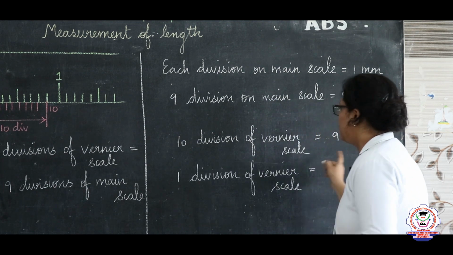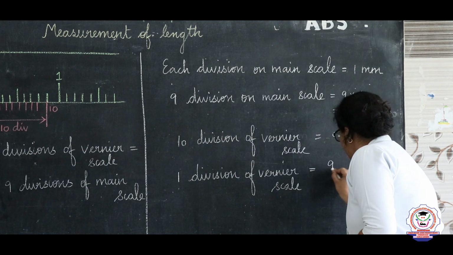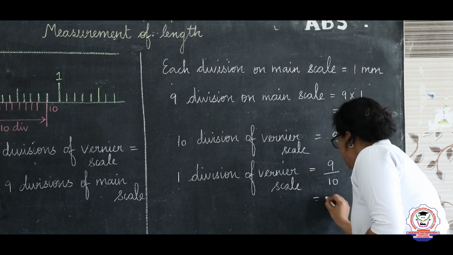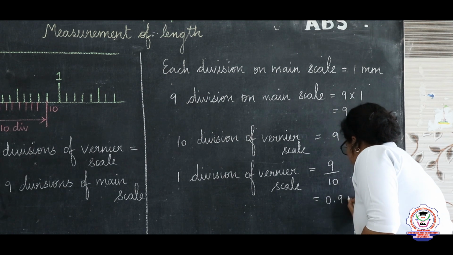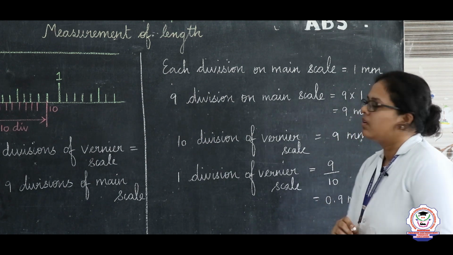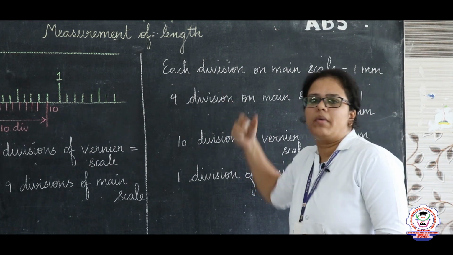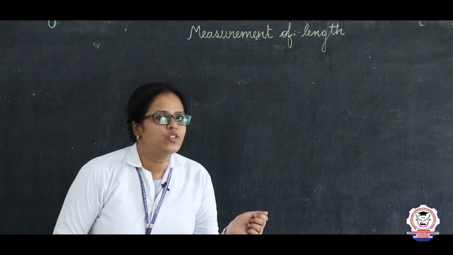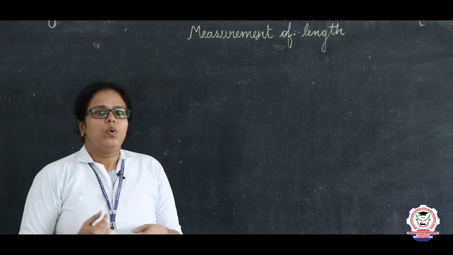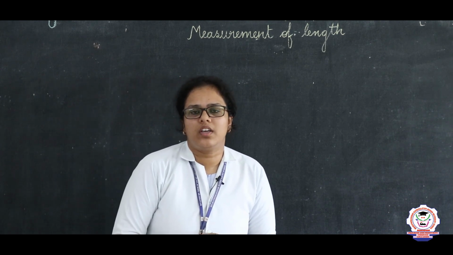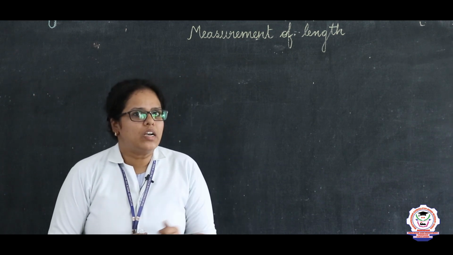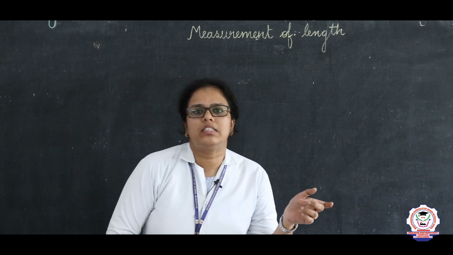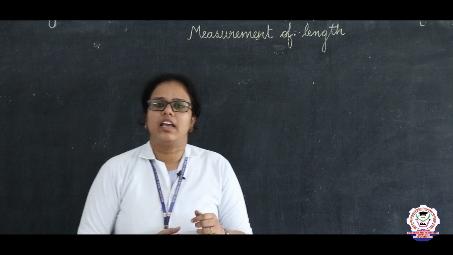Which is equal to 9 divided by 10, which is 0.9 millimeter. Now, we know each division on the main scale and each division on the vernier scale. Now, we have found the 1 division of the vernier scale. Now, we will see the least count of the vernier caliper. We all know what the least count is: that is the minimum distance measured by any instrument.